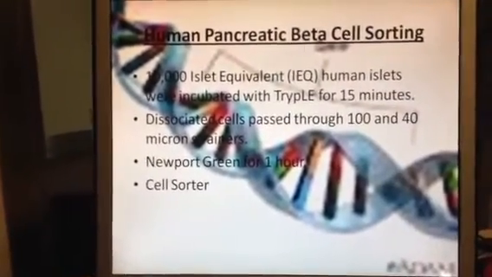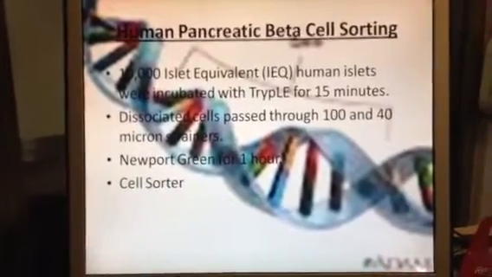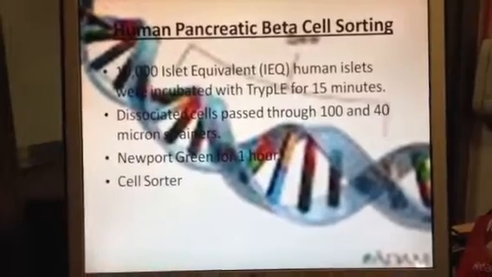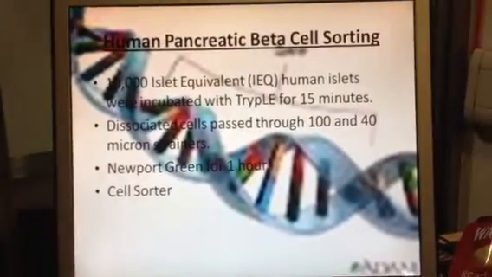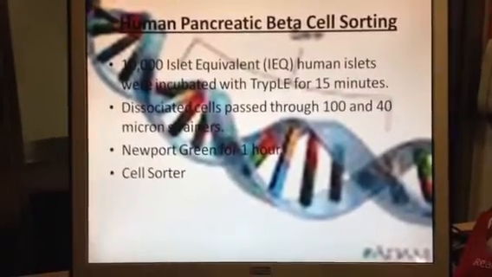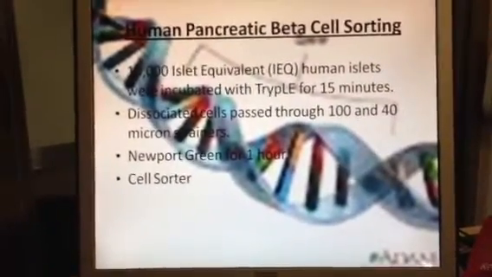The cells were incubated with Newport Green for an hour, which is used as a marker. They were then suspended in a cell sorter, and 10% of the sorted cells were used for immunocytochemistry, and genomic DNA was isolated from the remaining cells.